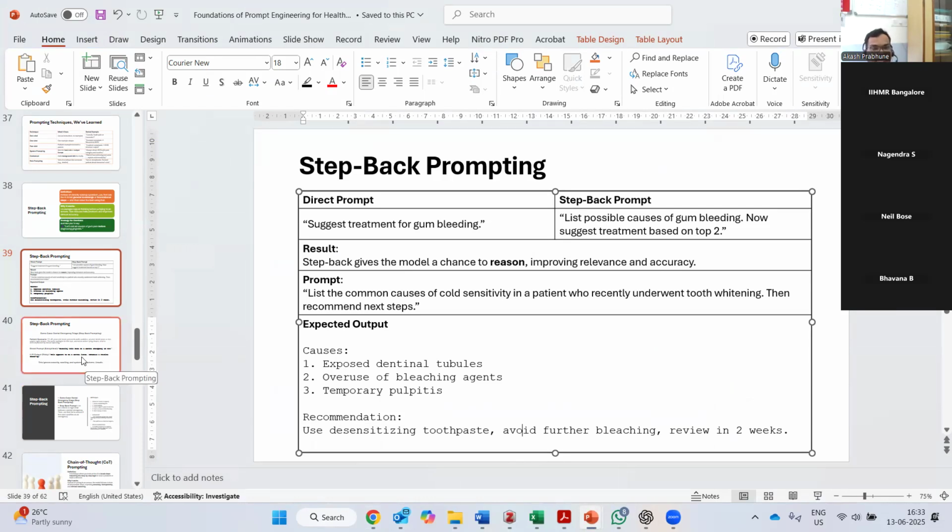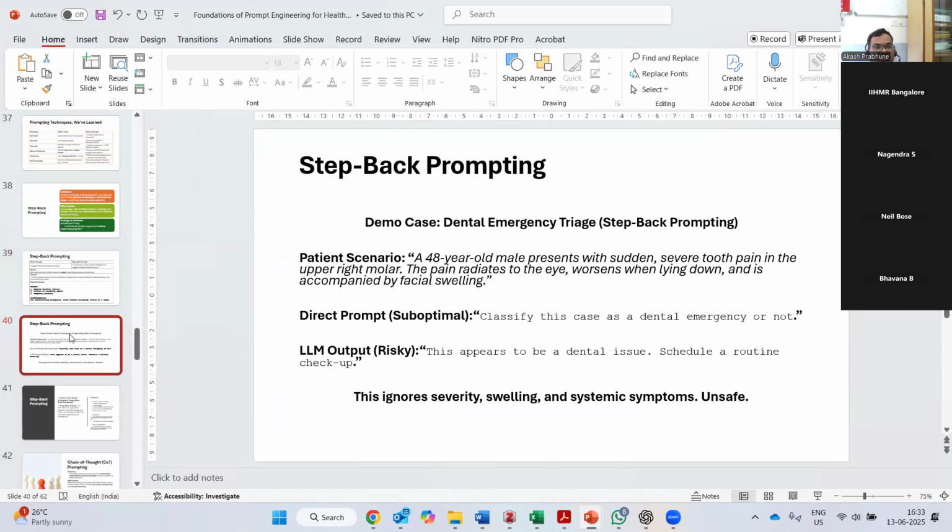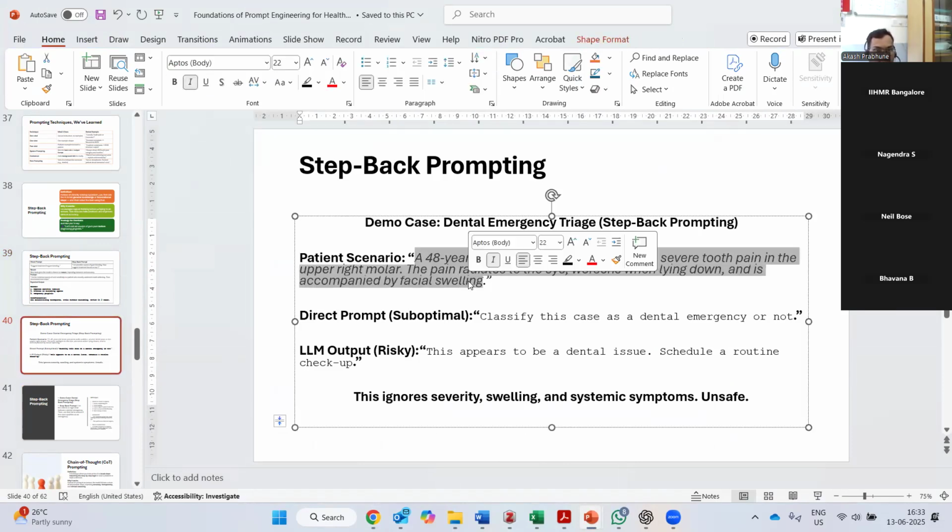So the idea is that you technically give a prompt which leads the machine to step back from directly answering and think about the general knowledge. Anyone can try this patient scenario and see what we can get. I'm putting it in the chat. Yes, this is much better, I think.